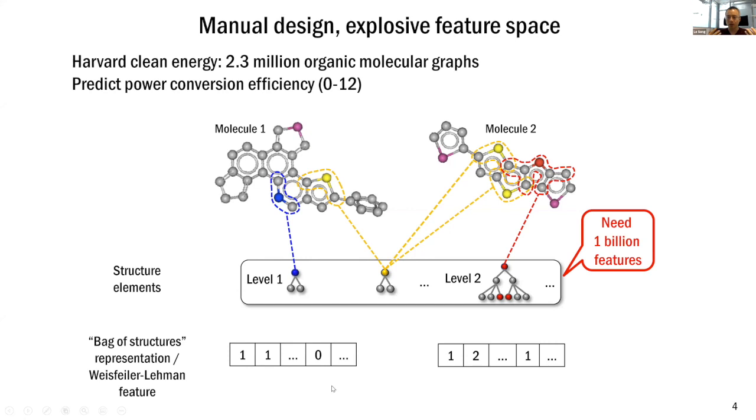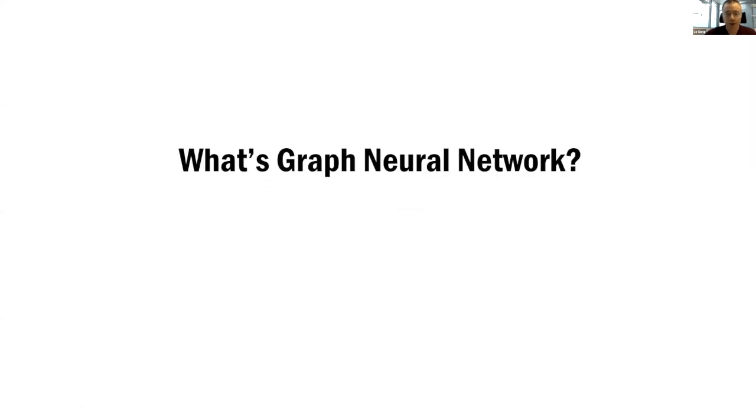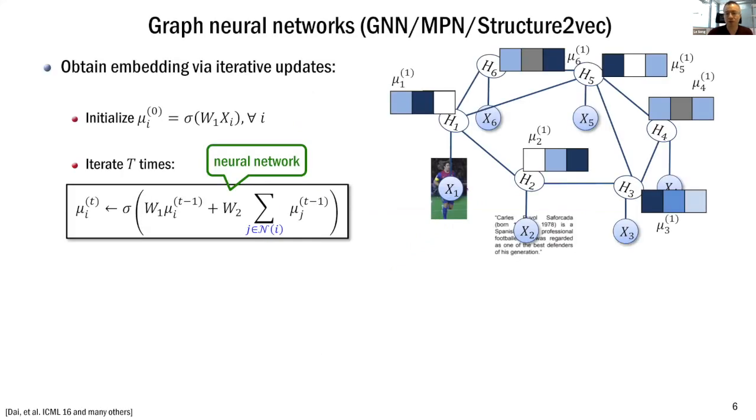That means the subsequent machine learning model built upon these 1 billion features may have lots of parameters, right? The input dimension is 1 billion, so you will have lots of parameters. Then what's a graph neural net? A graph neural net is a way to learn feature representations from graphs. This slide gives a very quick introduction to graph neural nets. It has many variations already, but the basic version is something like this.